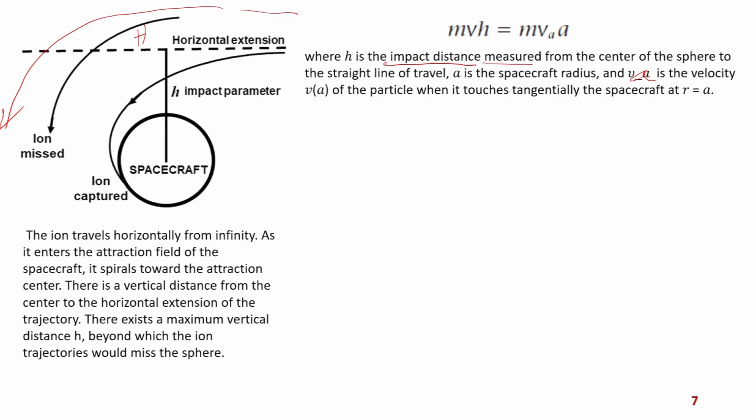So, what is h defined as? H is the maximum vertical distance h beyond which an ion trajectory would miss the sphere. You see this trajectory is beyond h, so it is missing the sphere. This is called the concept of the impact height.